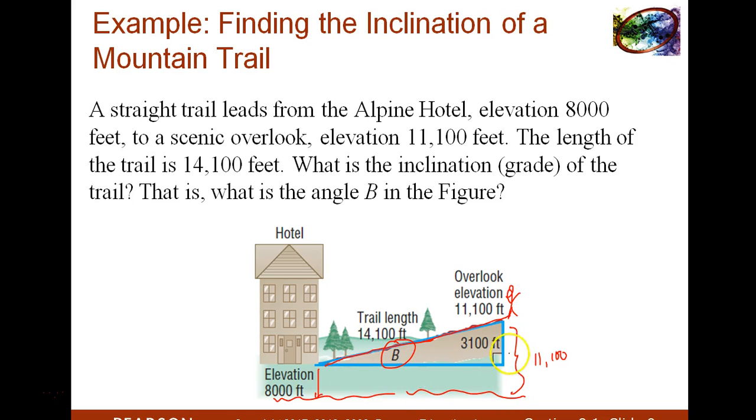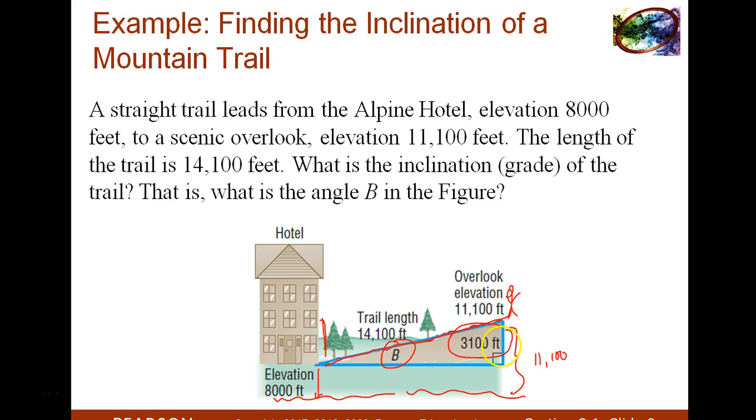So the distance from this level, from the hotel door to where the peak is, is not 11,100, but the difference between those two. So that's kind of a little catch there. Be on the lookout for tricks, because the math here is easy, right? You know Pythagorean theorem. You know how to plug stuff into your calculator to get angles for sine and cosine and tangent. It's going to be, are you plugging in the right number?